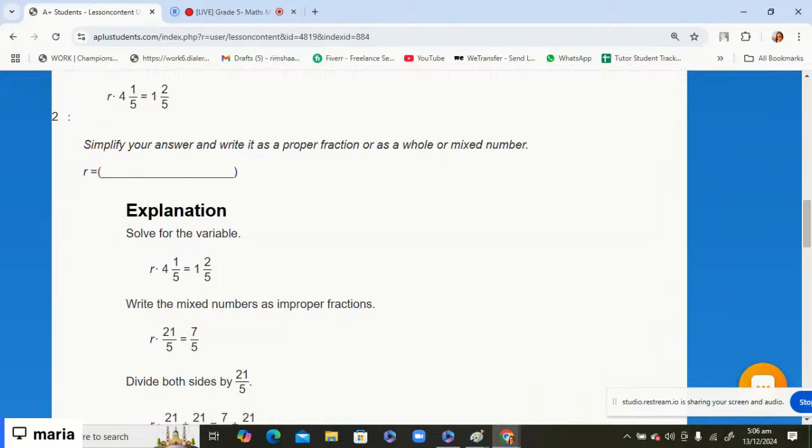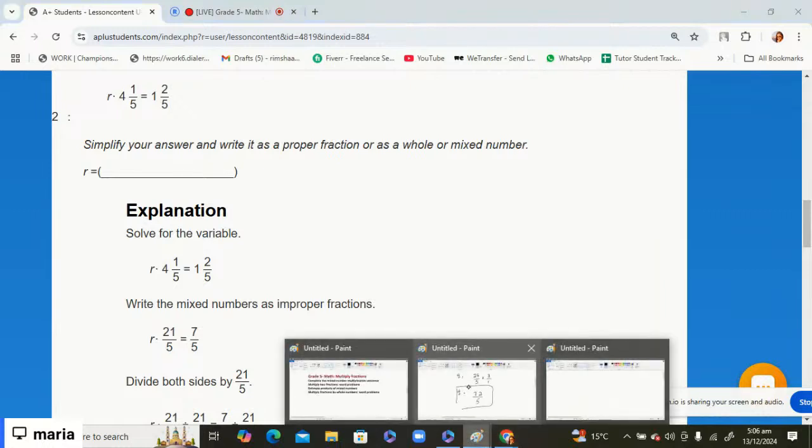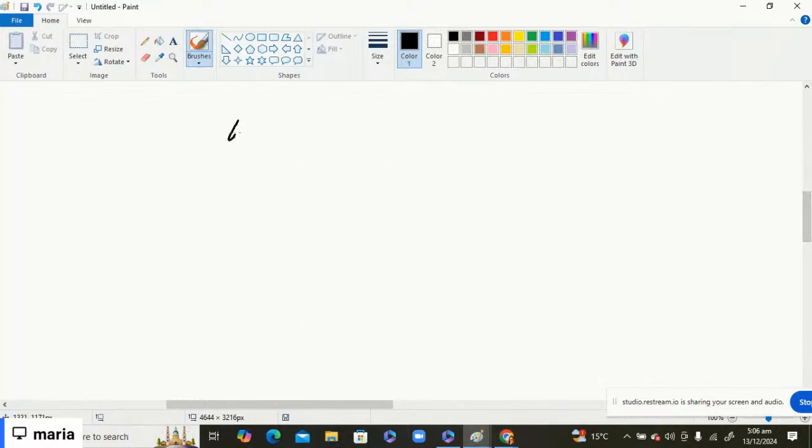Okay, so look at the question here. Here is r, which is multiplied with 4 into 1 by 5. This is r times 4 into 1 by 5, and this is equal to 2 into 1 by 3. Let's suppose here is the question. First of all, we are going to solve these mixed fractions into proper or improper.